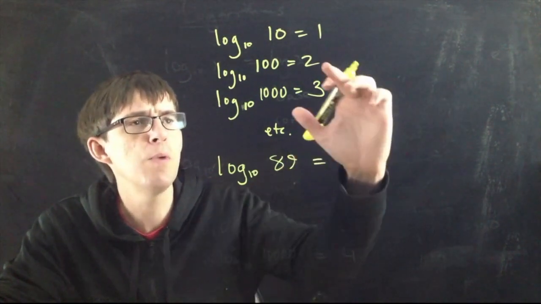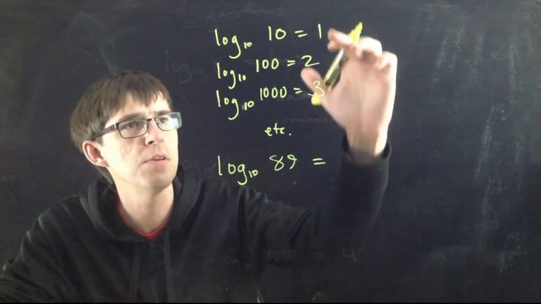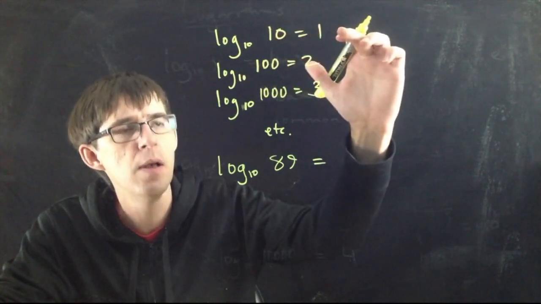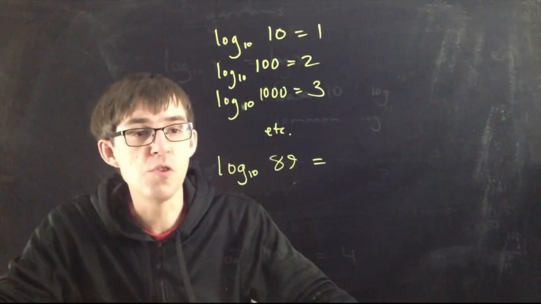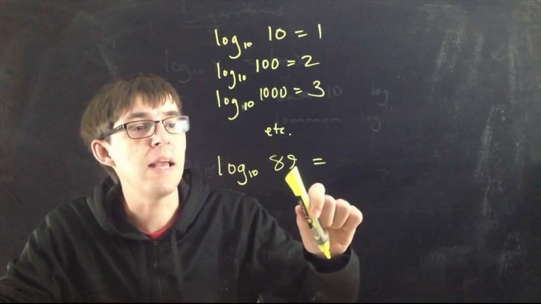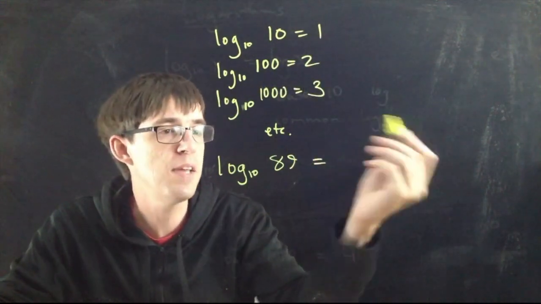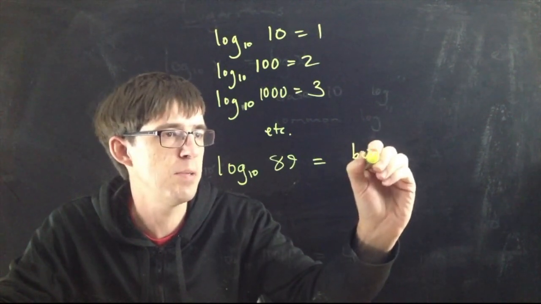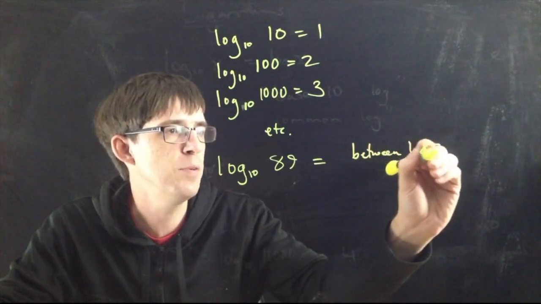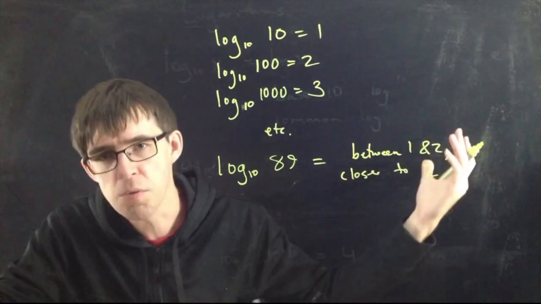Anyway, what can we say about this? Well, it's a little bit less than 2. It's somewhere between 1 and 2, because the log of 10 is 1 and the log of 100 is 2. This 89 is in between 10 and 100. I suppose it's closer to 100. You can't say exactly unless you use your calculator, but I'll just say between 1 and 2, closer to 2.